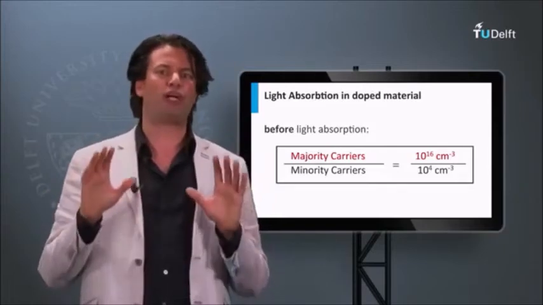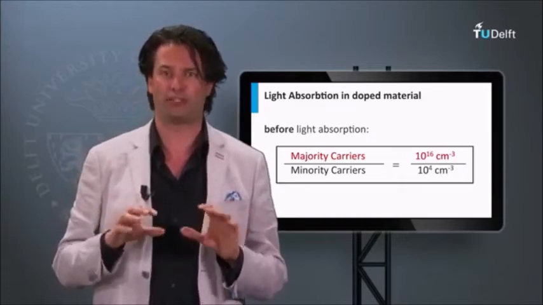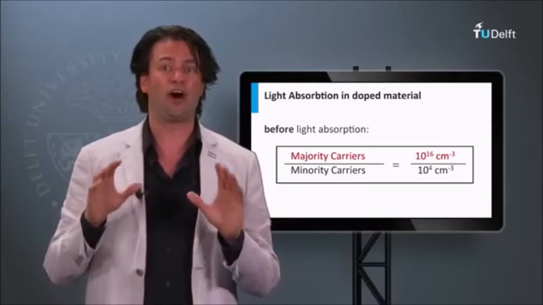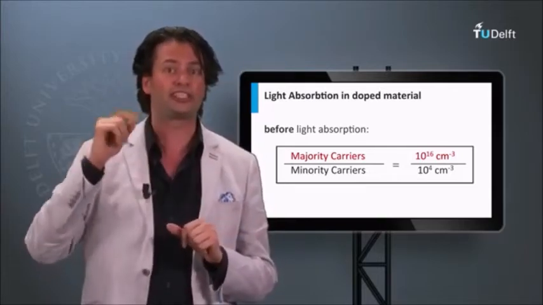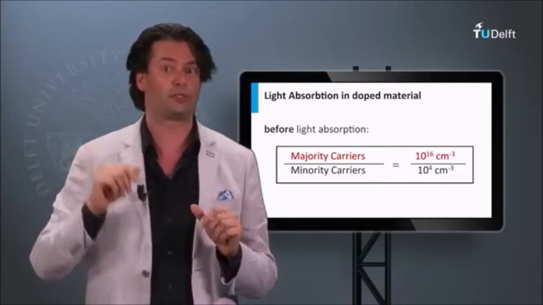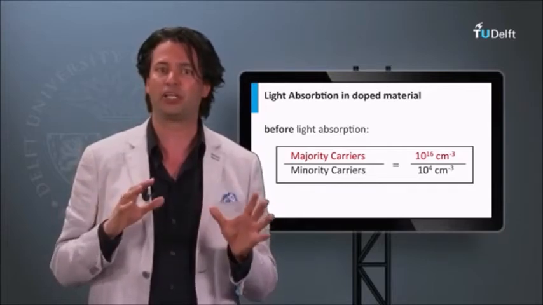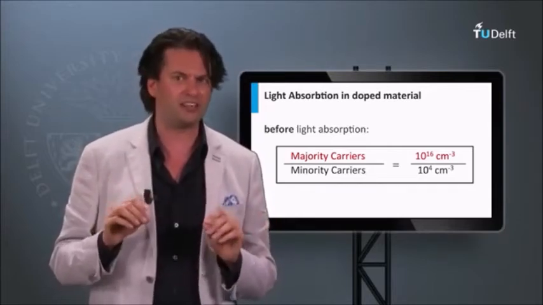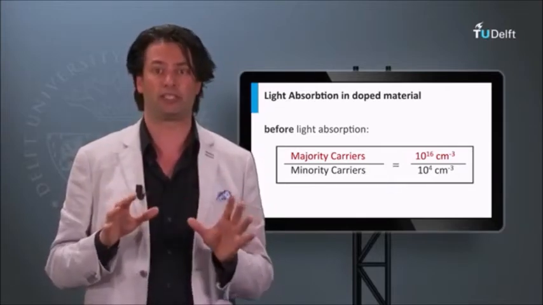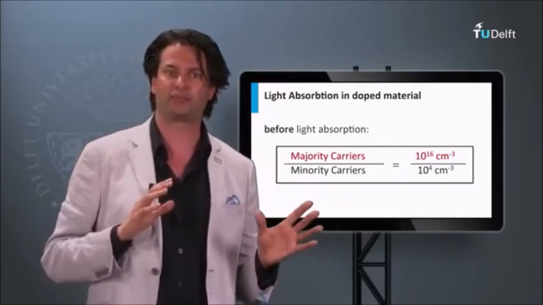Finally, in this block, I would like to discuss how light absorption affects the charge carrier density in doped materials. Let's consider again the situation with a density of majority charge carriers of 10^16 per cubic centimeter, and a density of minority charge carriers of 10^4 per cubic centimeter. Now let's assume we generate electron-hole pairs by light absorption. We generate 10^11 electron-hole pairs per cubic centimeter. What will happen to the density of the majority and minority charge carriers?